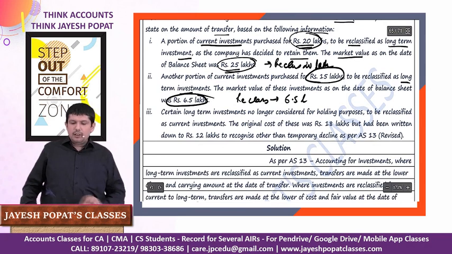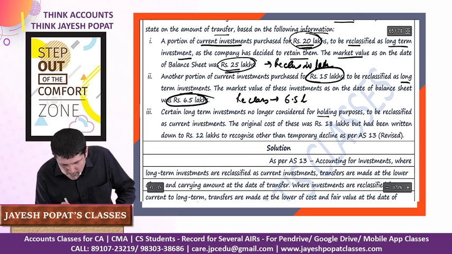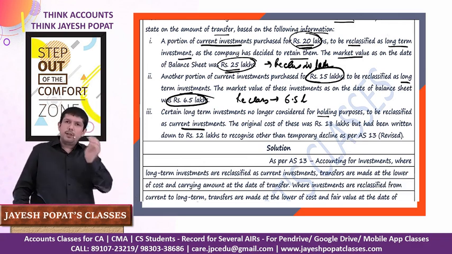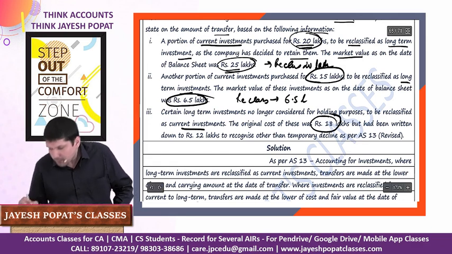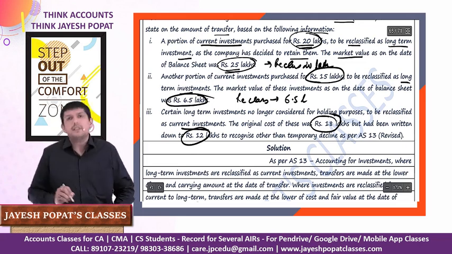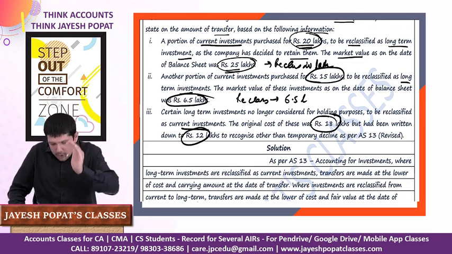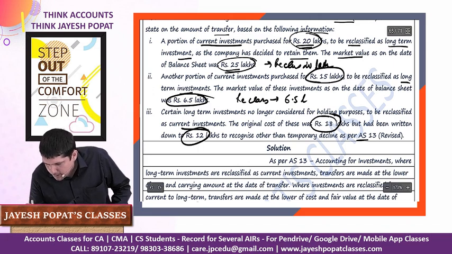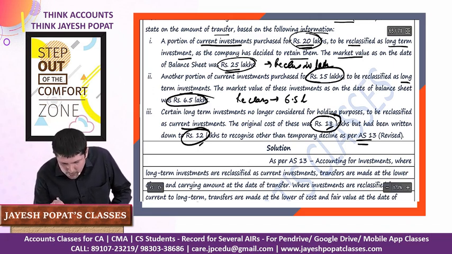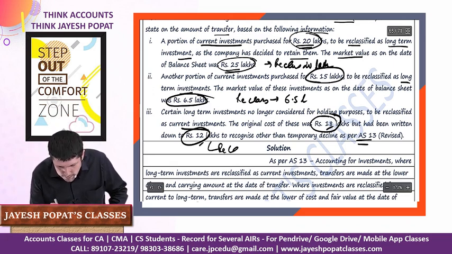In the third case, certain long-term investments no longer considered for holding purpose are to be reclassified as current. So long-term to current, so it will be cost or carrying amount, whichever is lower. The original cost is 18 lakh, but had been written down to 12 lakh. So it might be that there was some other than temporary decline in the value of the investment, and they have written this investment down to 12 lakh, right? To recognize other than temporary decline. So here the cost is 18, the carrying amount in the books is 12, so cost or carrying amount, whichever is lower. So here the reclassification has to be made at 12 lakh, right?